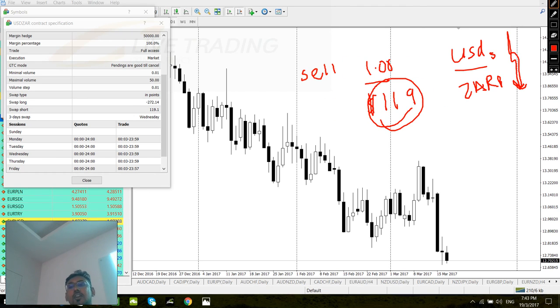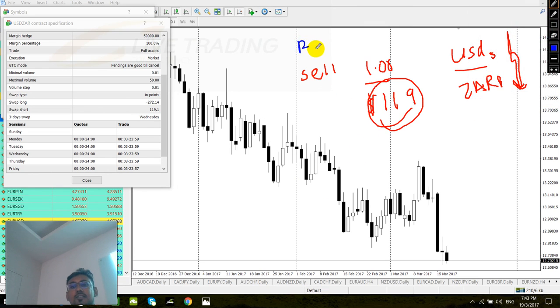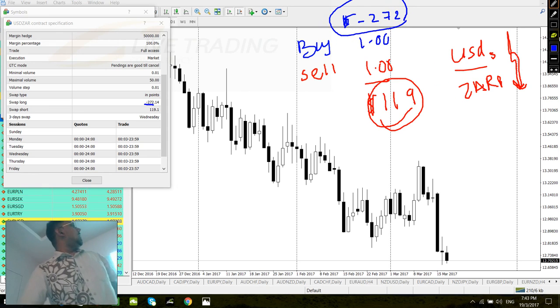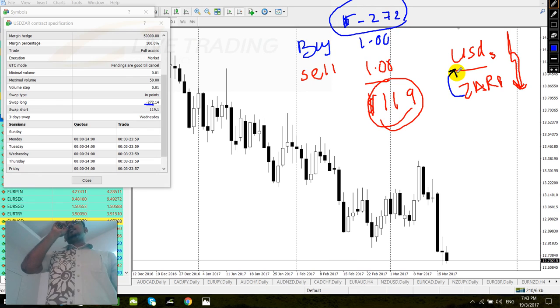But if you accidentally buy ZAR one lot, they will punish you with minus $272 every day. That means they don't want you to convert from ZAR to USD. They want you to keep it in ZAR. So if you convert ZAR out of South Africa and convert to USD, they will punish you.